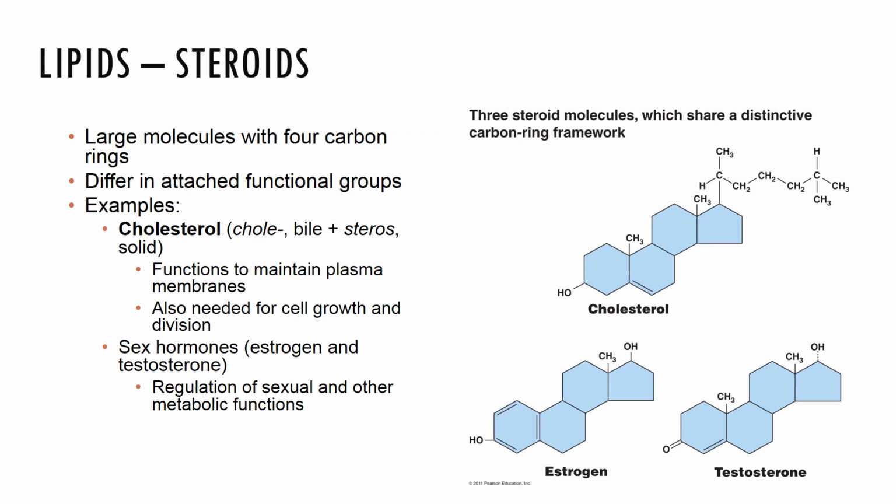Steroids are interlocking 4-ring structures. So they contain 4 interlocking hydrocarbon rings, which forms a steroid. Cholesterol is the basis for all steroids that are formed in the body. And you can see the ring structure shown there.